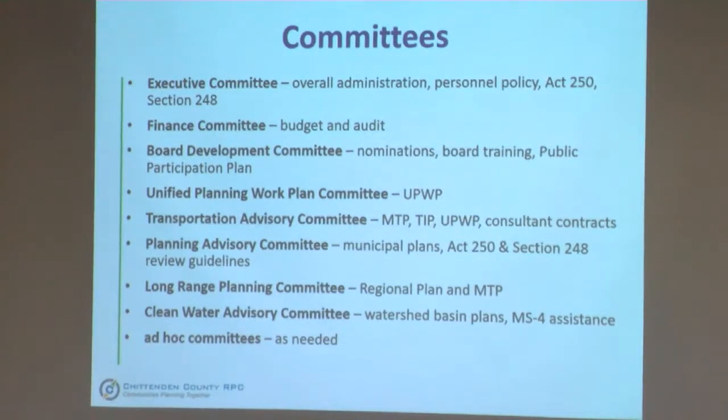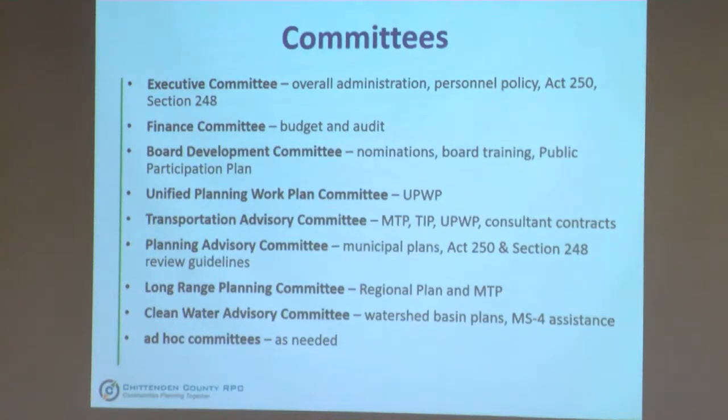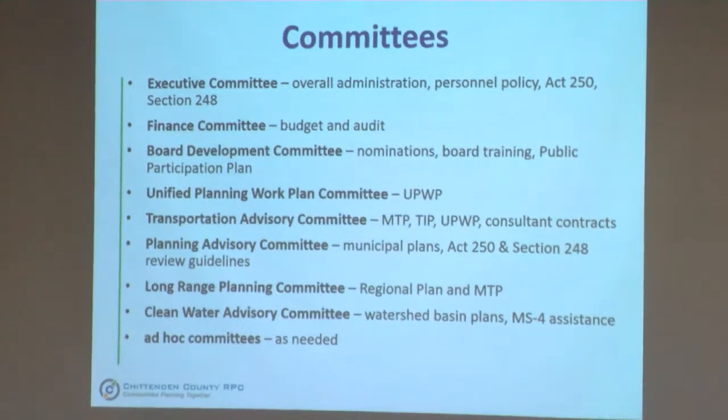The board development committee, probably the thing they do every year is look at nominations for officers. They do that each spring. They probably spurred on this training by saying we should do some training in the fall, particularly after we have new members. And as I look back in the bylaws, it refreshed my memory that they are also responsible for reviewing the public participation plan, which we only update every so often. I think we're about 5 years out now, so we'll probably be looking at that in the next year or so, and it will come through that committee before it comes to the board.